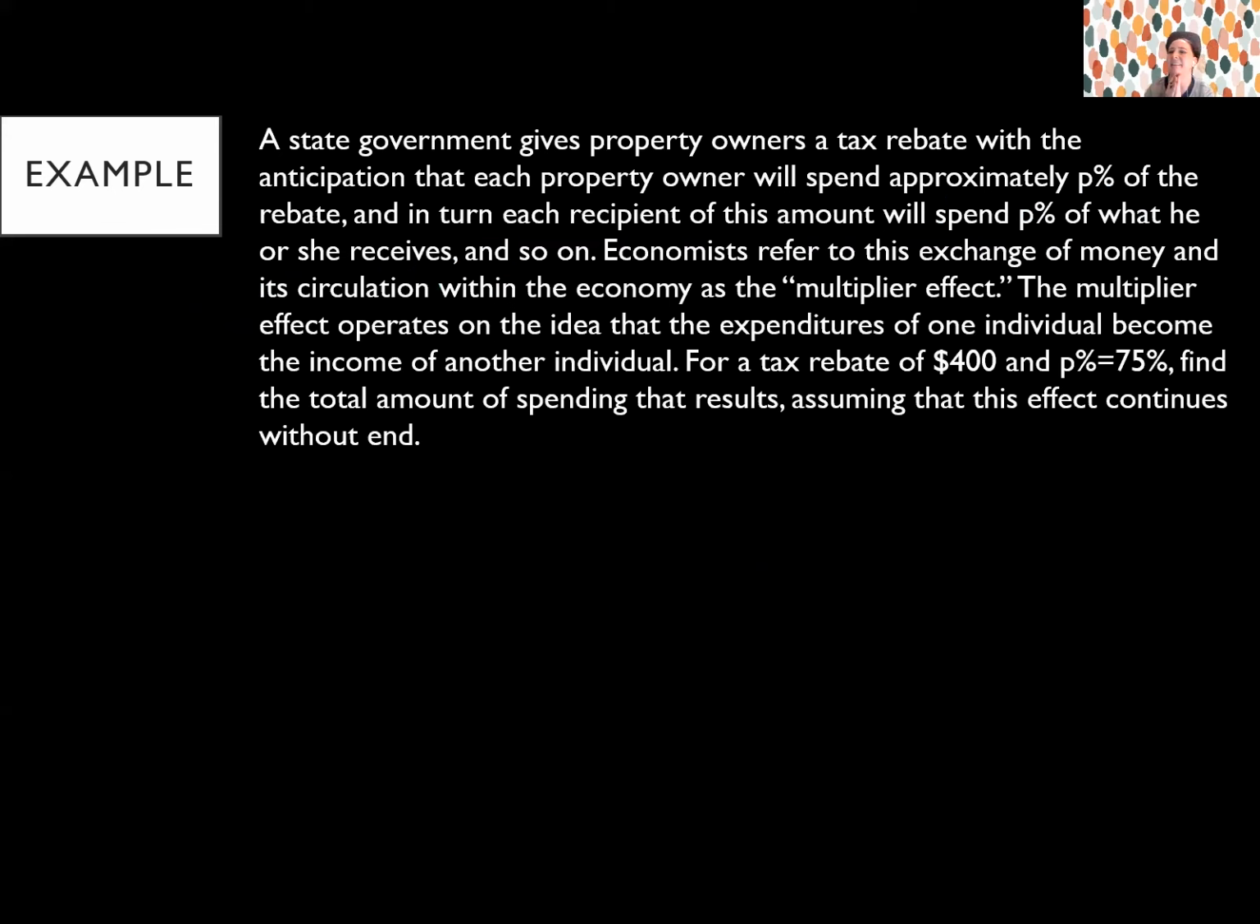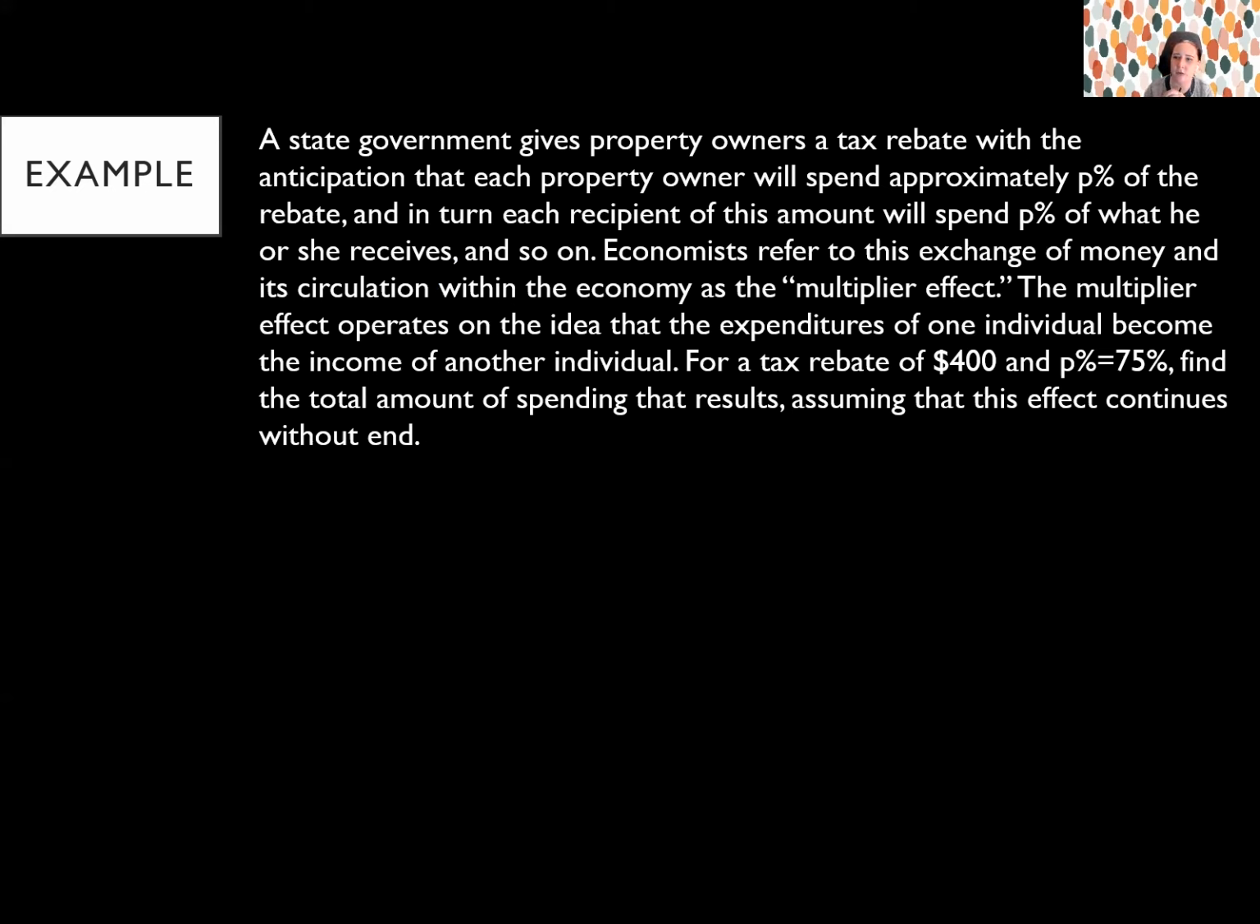Don't worry. A state government gives property owners a tax rebate with the anticipation that each property owner will spend approximately some percent of the rebate, which in turn then the recipient of that amount will spend some percent of what he or she receives, and so on. So if I got $100 and say I spend 10% of that at a store, the store owner gets that money and then they're going to use that money and spend 10% of it. So there's just some percent that you're assuming that if you get income, you spend some percent of it, and then it kind of gets passed through the economy.